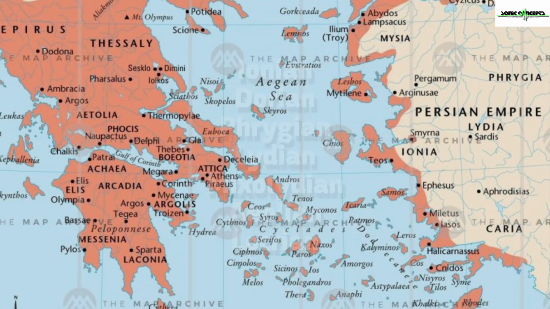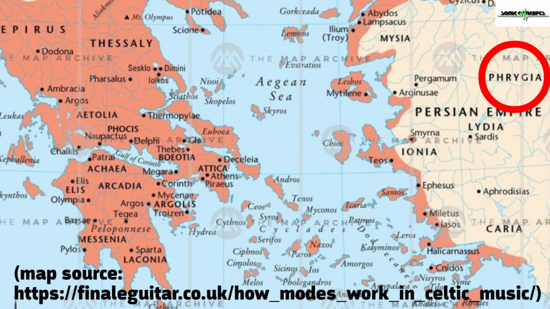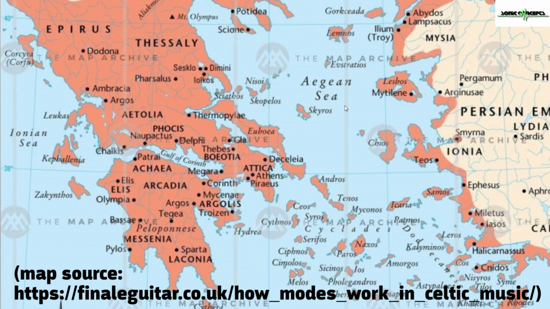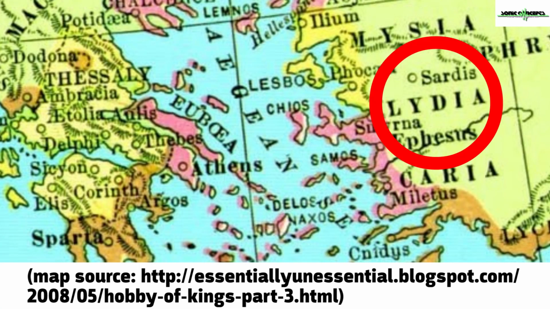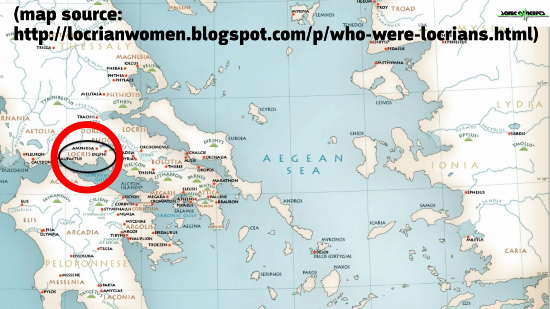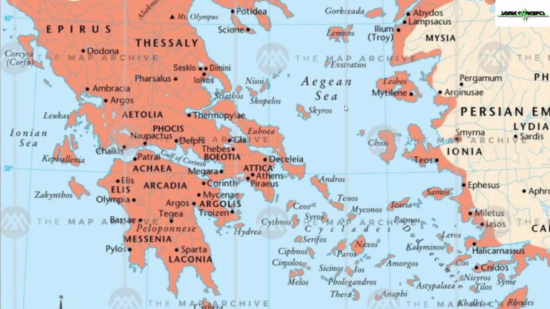If we look at this map of the Mediterranean, we see Ionia and Phrygia. If we move the map over, we can also see the Ionian Sea. This map demonstrates the Dorian, Ionian, and Aeolian immigration. This map demonstrates Lydia, and this map demonstrates Locris along with Ionia and Lydia. At least one name has survived from that period, the Ionian Sea.